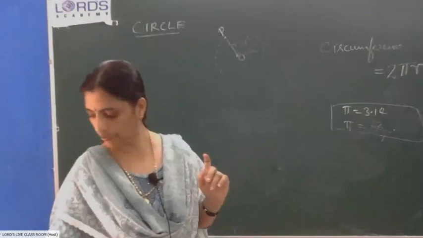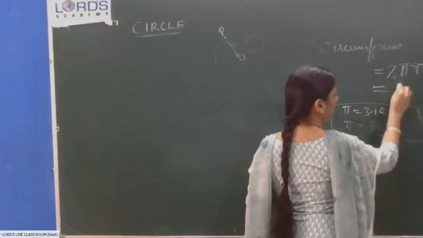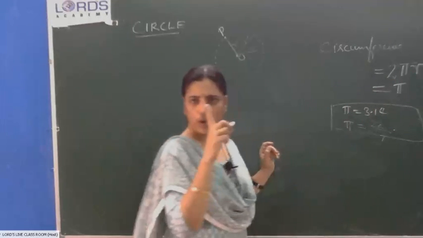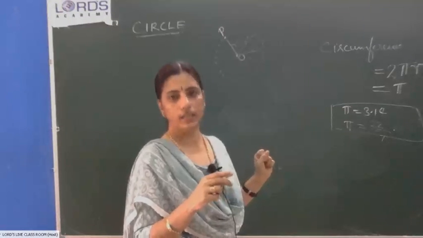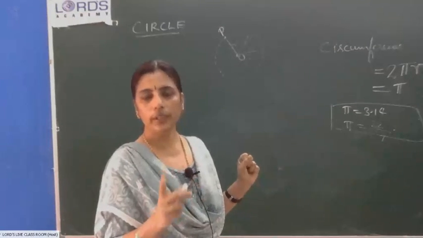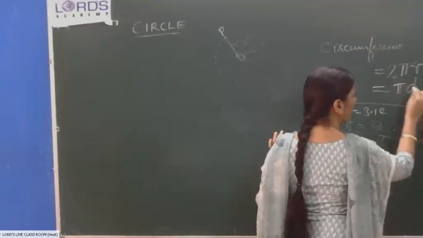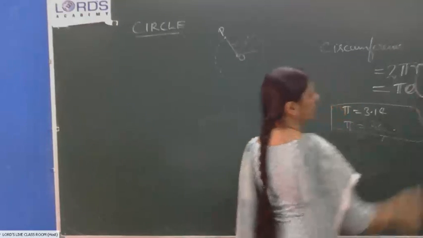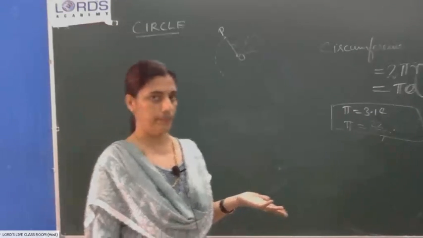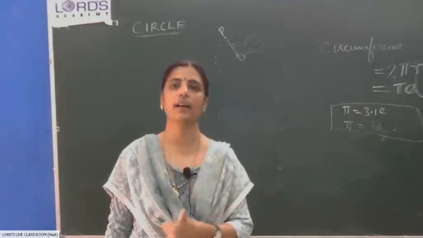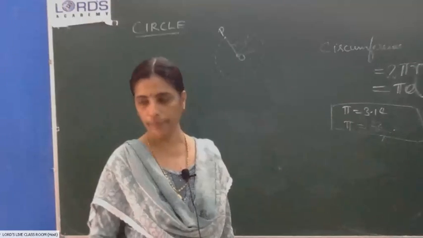So what is the circumference formula? 2 pi r. What is 2r? Two times radius is the diameter. So instead of 2r, I can write d. Writing pi d is also no problem. Either I can say 2 pi r or pi d. Both are the same. So write either 2 pi r or pi d for the circumference of a circle.